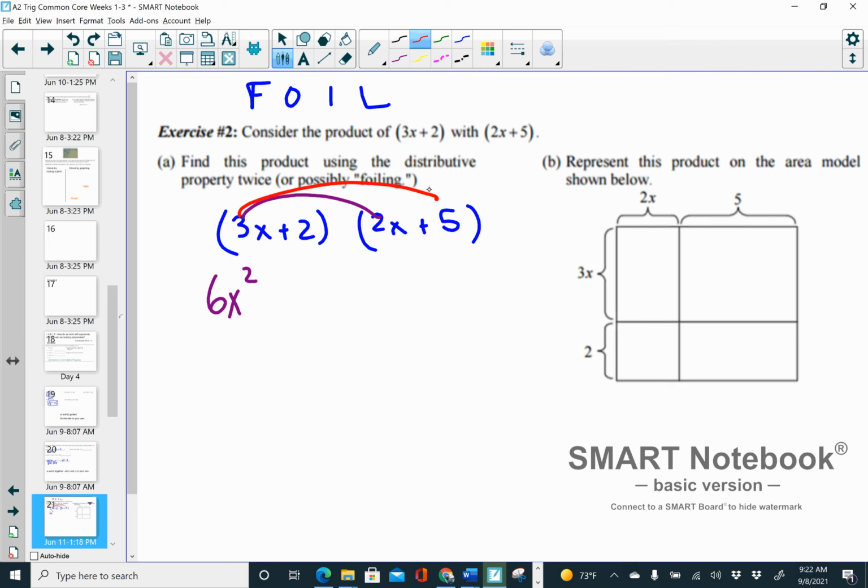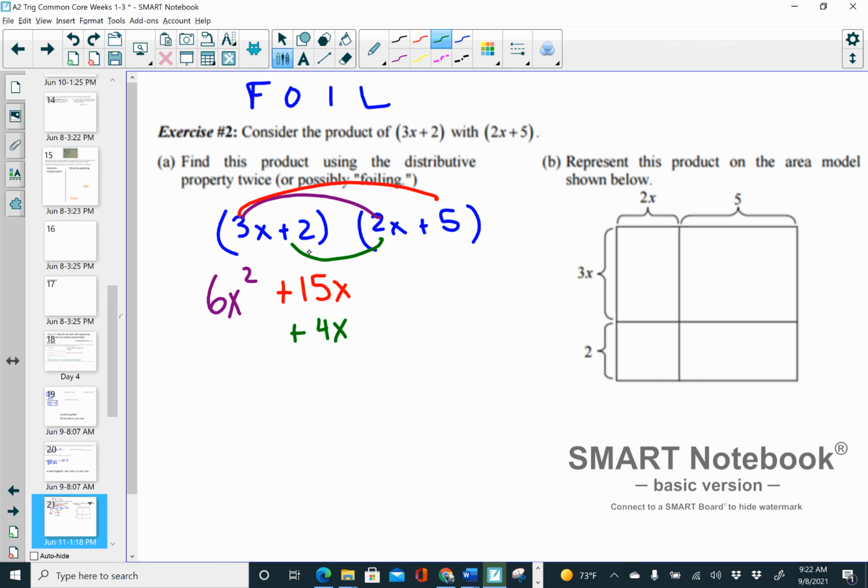So my outer is going to be 3x times 5, which gives me 15. I'm going to bring the x along. Then I'm going to go ahead and do my inner. So my inners are 2 times 2x. So positive 2 times 2x is going to give me 4x.